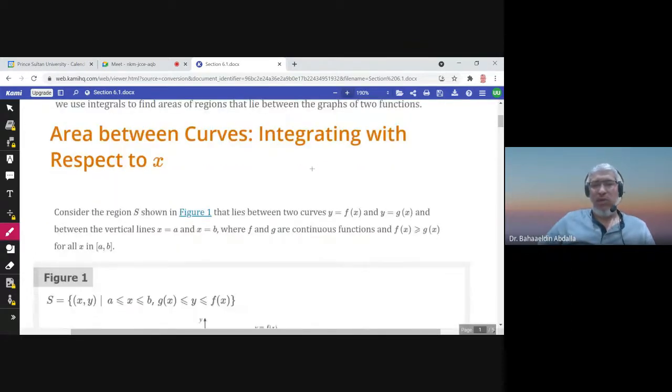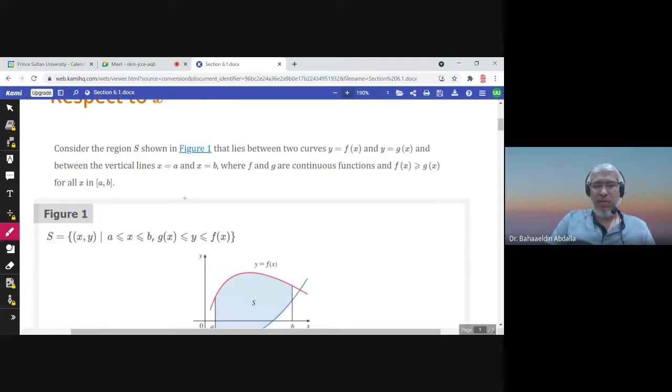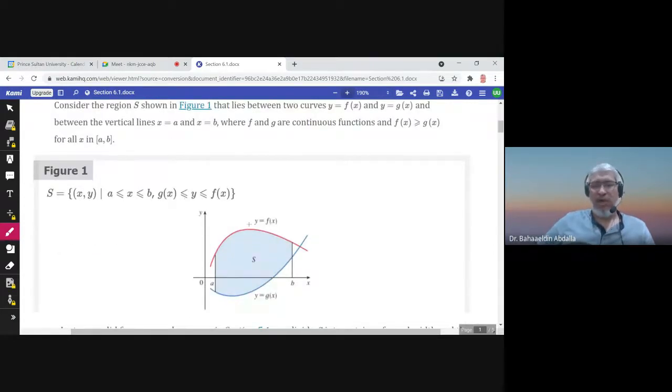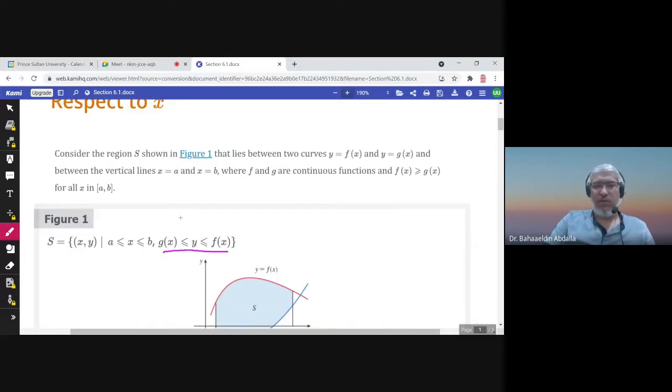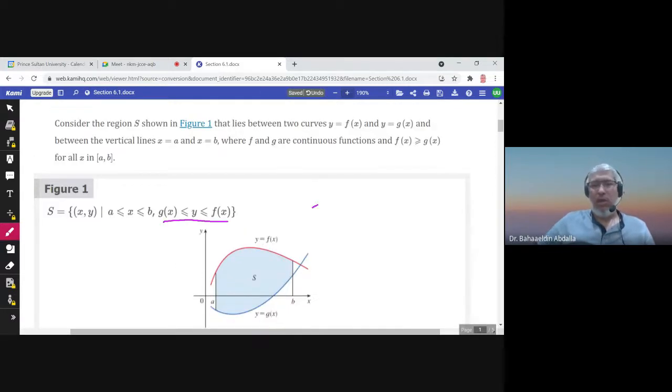So we will start by integrating with respect to x. Here we have this area between the two functions f of x and g of x, and there is one condition: f of x is always above g of x. So f of x is always greater than g of x. If f of x is greater than or equal to g of x in all the region from A to B, then we need to find the area of the region S.